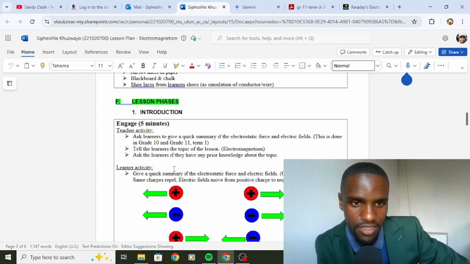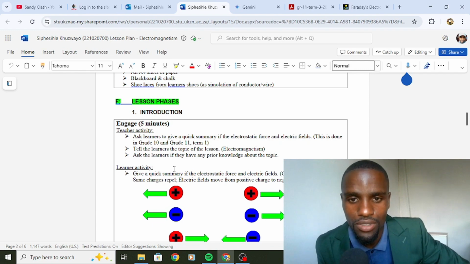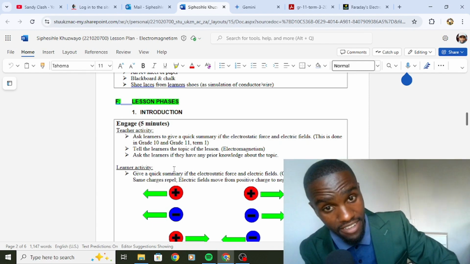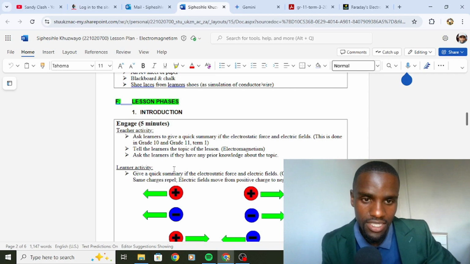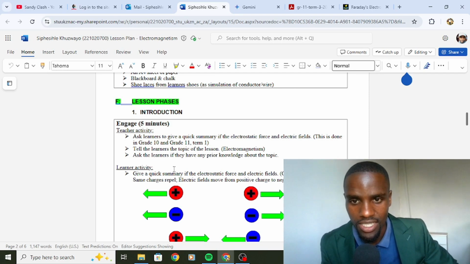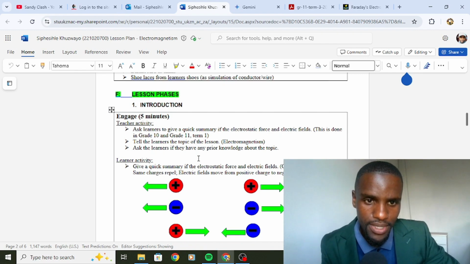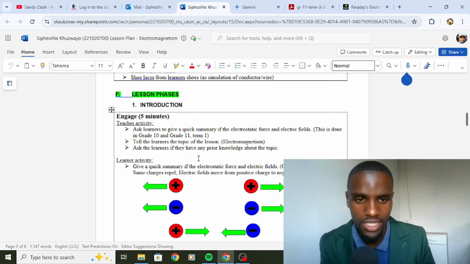The teacher activity was to ask learners to give a quick summary of electrostatic force and electric fields, which was done in grade 10 and in grade 11, term 1. Electric field, they must define it as a region of space in which a charge experiences an electrostatic force. The teacher had to tell the learners the topic of the lesson. I told them the topic, which was electromagnetism, and then I asked the learners if they had prior knowledge of this topic.